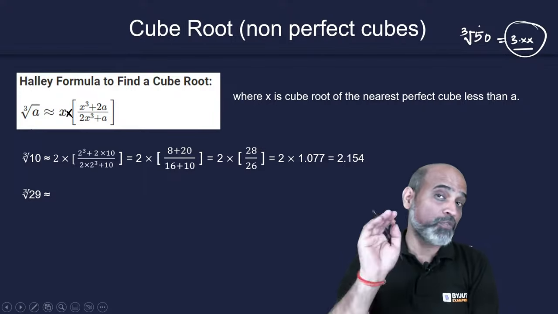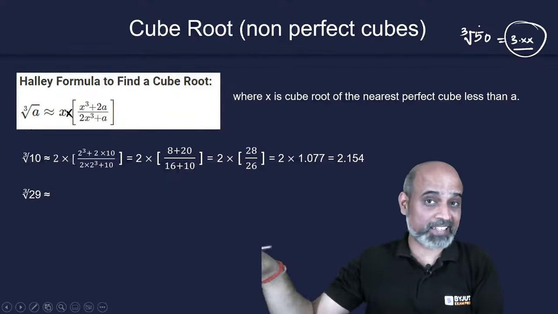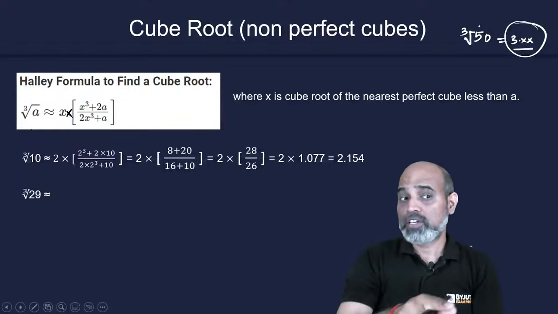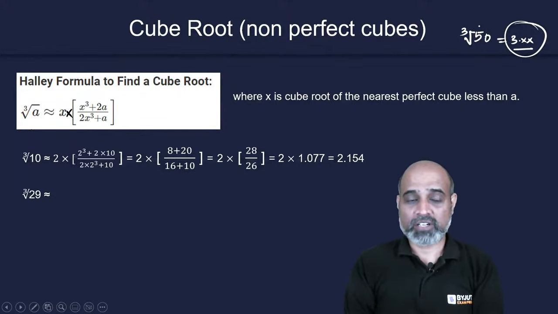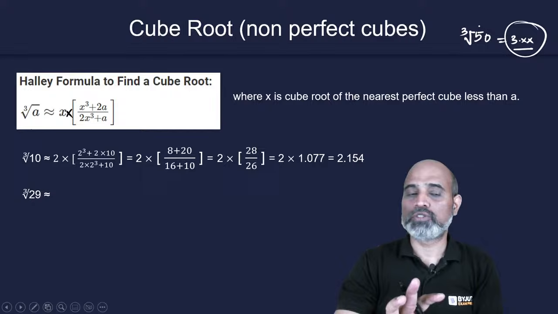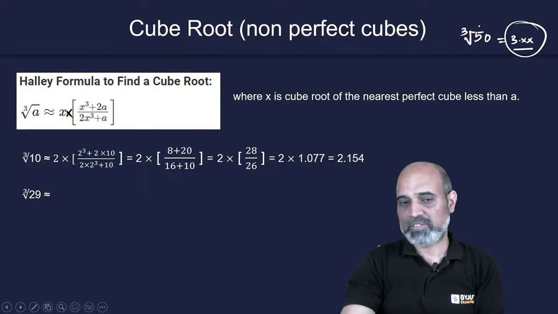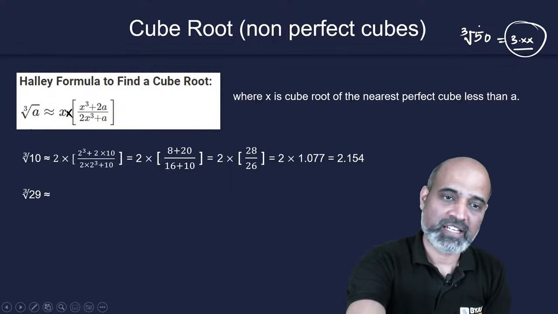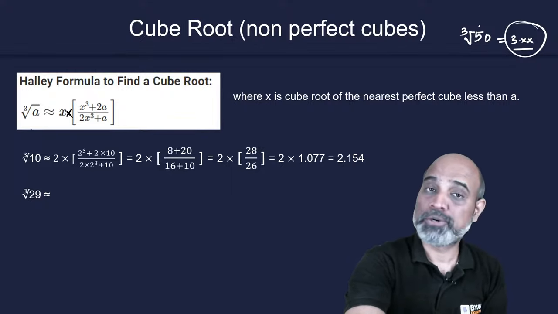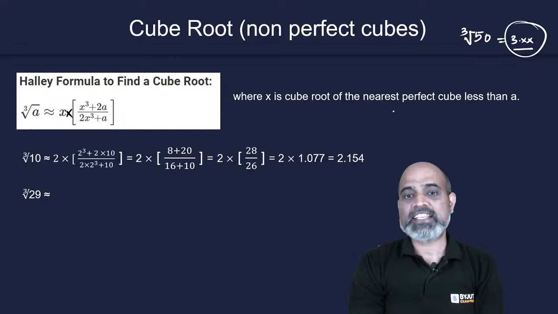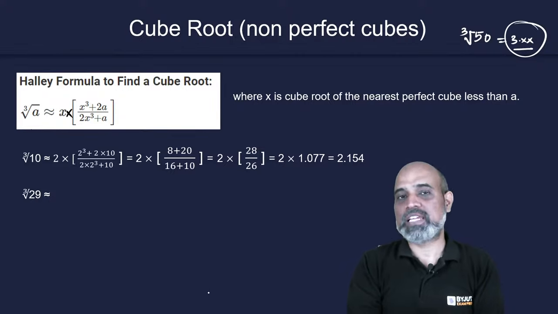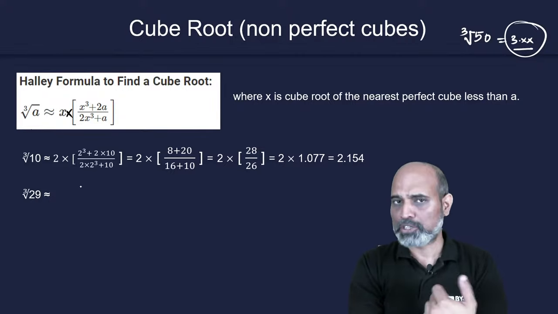But if you really want those two digits at least, we will need this formula. Okay, so again, please use this only when you have enough time. Otherwise, you leave it as such. If approximation doesn't help, let it go. So x is the cube root of the nearest perfect cube less than a. Okay, example के तौर पे.